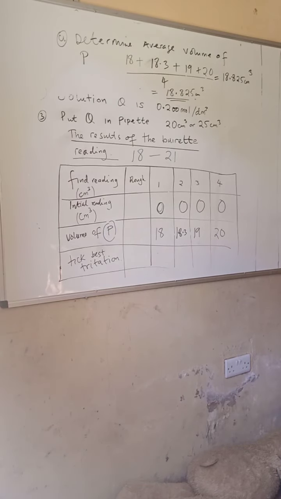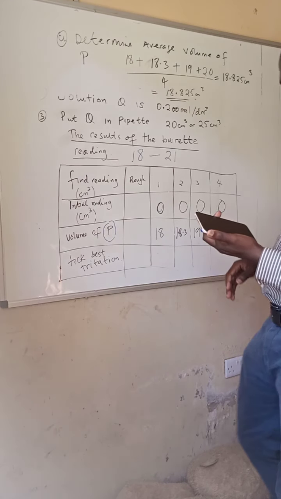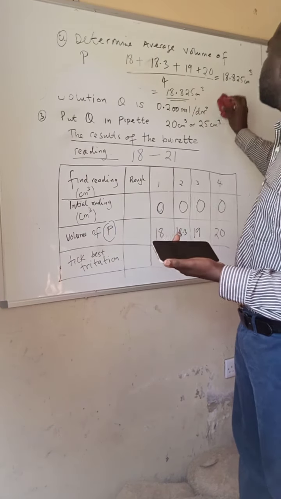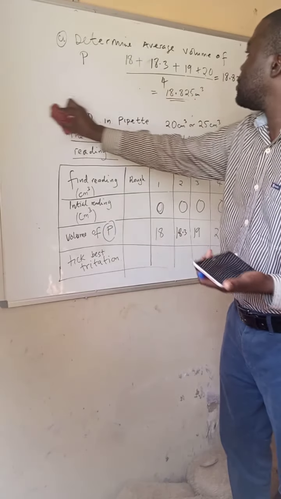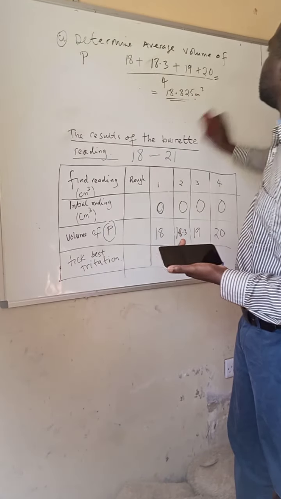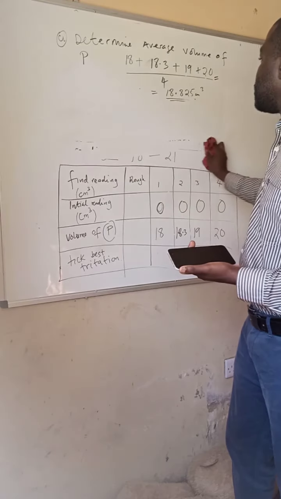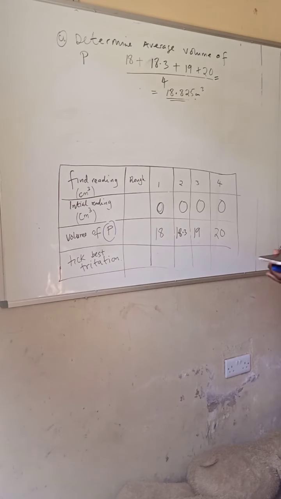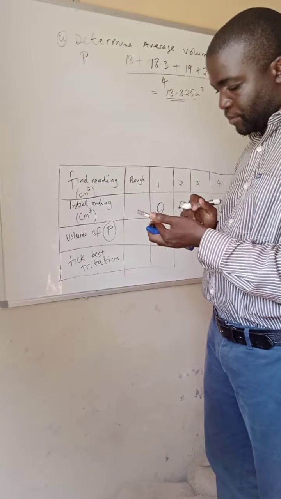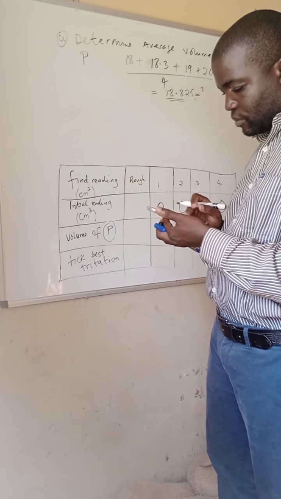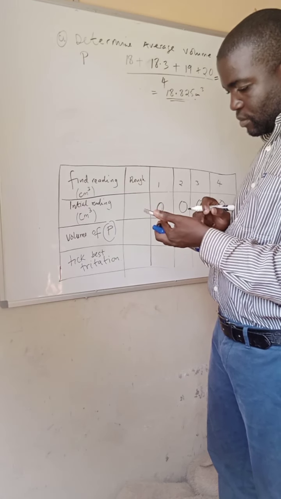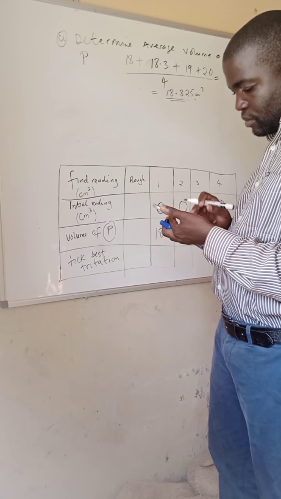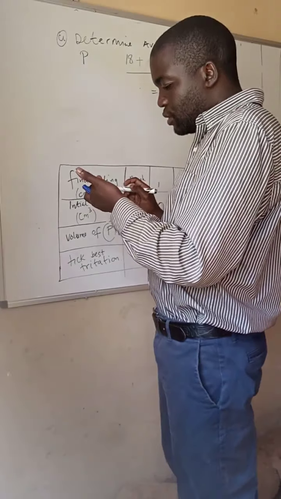Okay? Question 2. What is question 2 saying? I'll wrap this part. This is the answer, 18.825. We are now going on to question 2. Question 2 is question B.